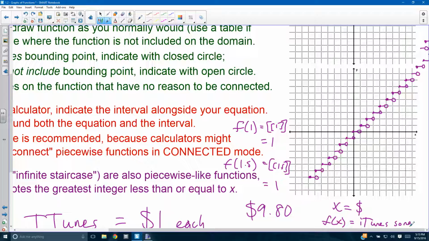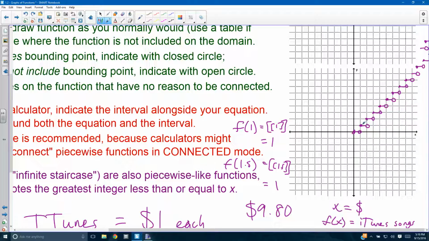Like the number that you could buy. If you have an amount of money, negative doesn't really count here, but if you had anywhere between $0 and 99 cents, you could not buy a song, according to this problem here. You could not buy any songs. I shouldn't have erased that. So that's why f of x is 0.